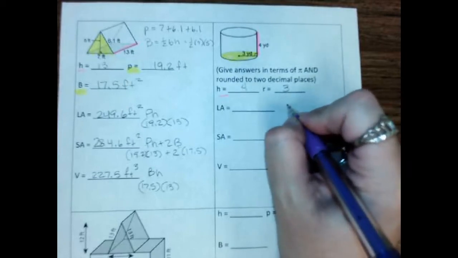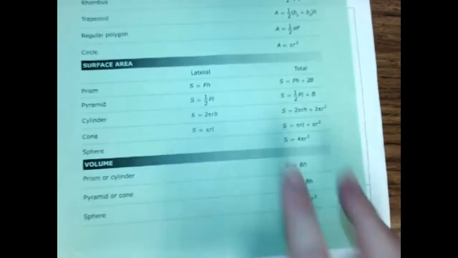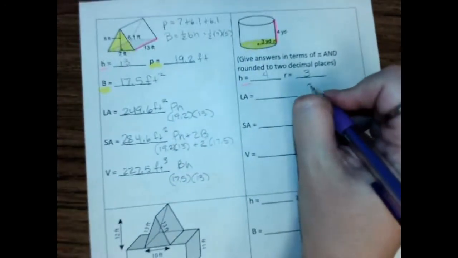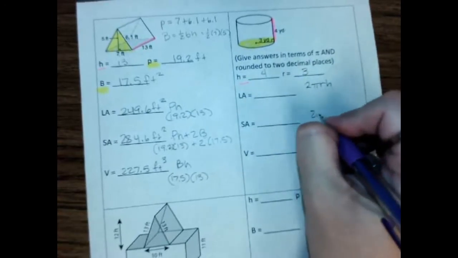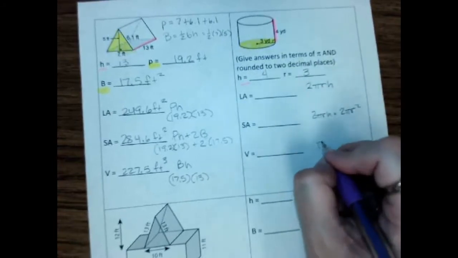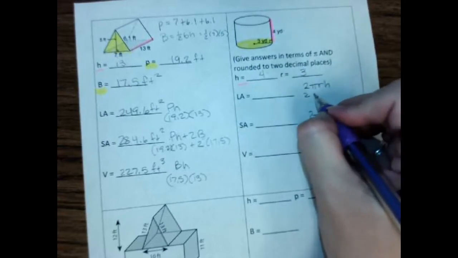So I just write down the formulas right off the formula chart. Here's the cylinder ones, and that's the cylinder one there. So I'm going to write it down. 2 pi r h, 2 pi r h plus 2 pi r squared, and Bh. So I just literally plug these 2 in right here and type it in my calculator.